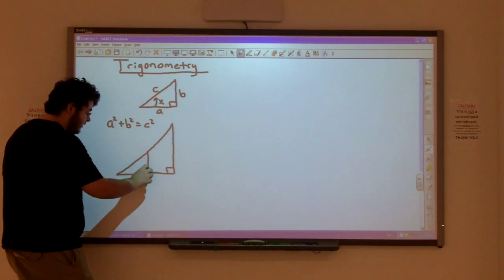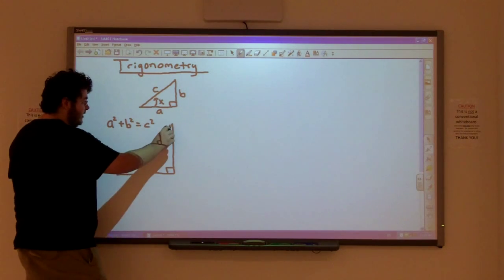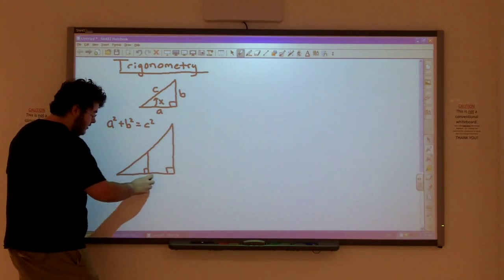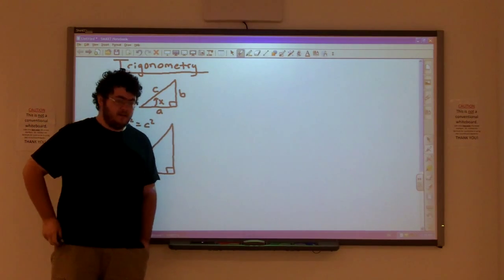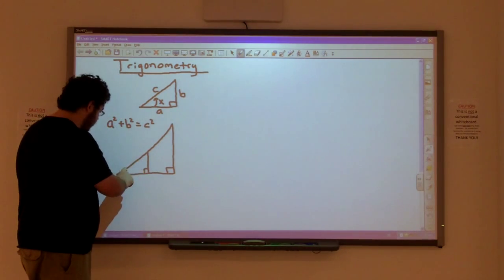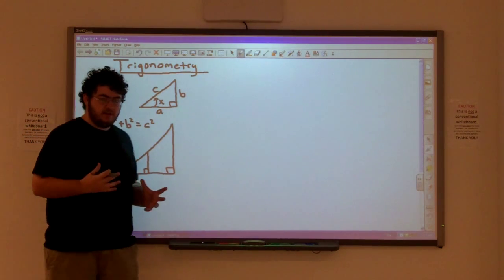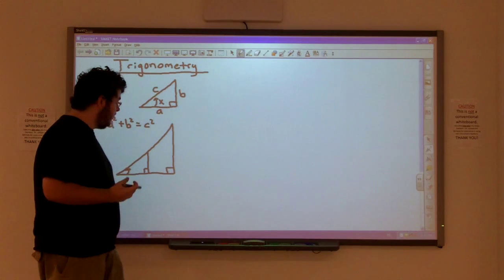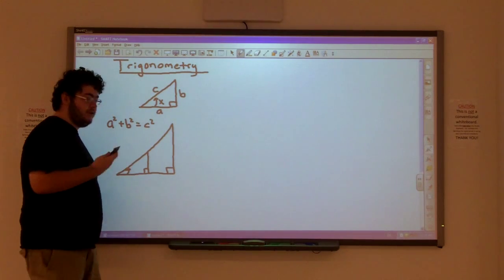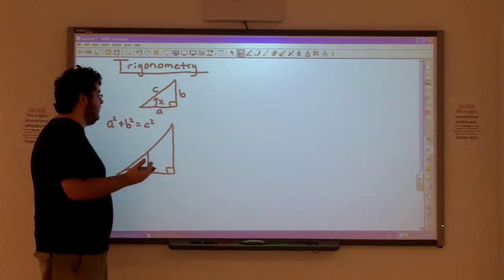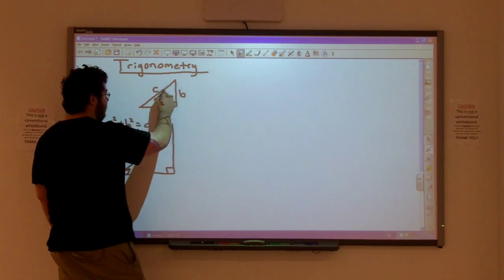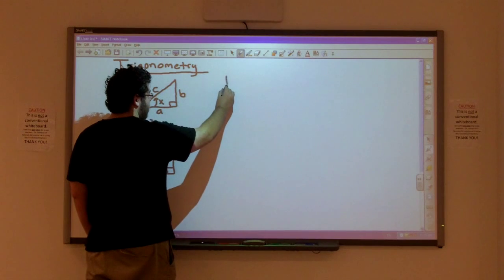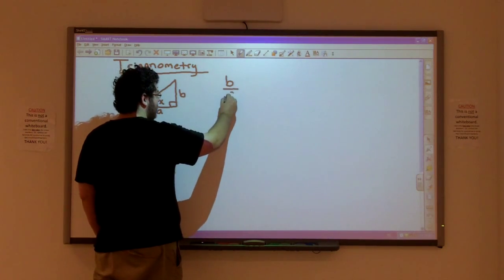So if you were to take this length and divide it by that length, you can get the same thing as taking this length and dividing it by that length. So if we can figure out the ratio of these sides for this angle, no matter what size the triangle is, we can always use that ratio. So it's really helpful to define ratios of their sides. So we can start by doing that and say, well, let's define this side divided by this side. So we'll take B over C.